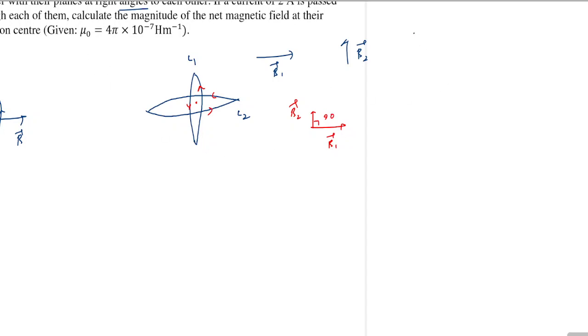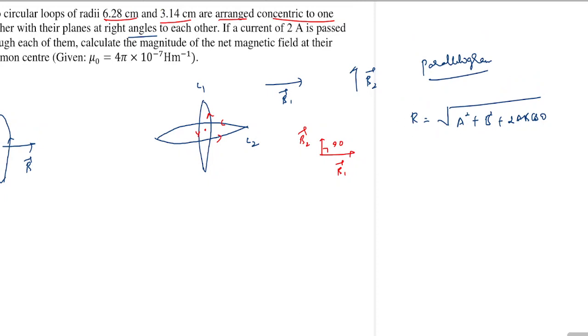From the parallelogram law, the resultant vector is given as under root of a square plus b square plus 2 into a into b into cos theta. In the exam, there is no need to write all this law. Just draw a basic diagram like this and tell the fields will be normal to each other. If you want, you can draw this, or you can skip this also. Don't even write the formula.